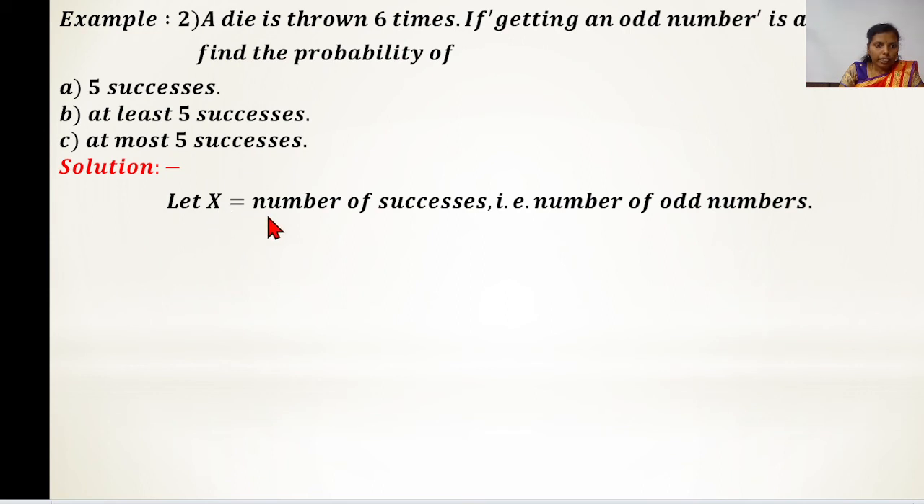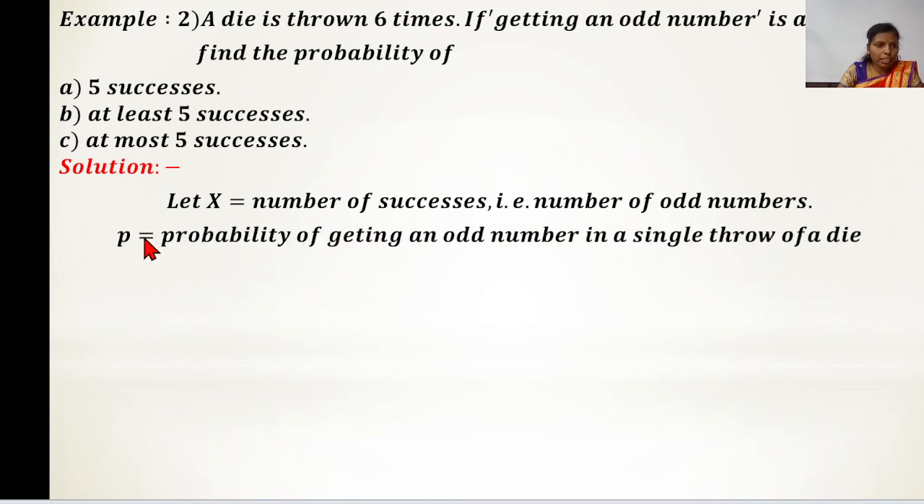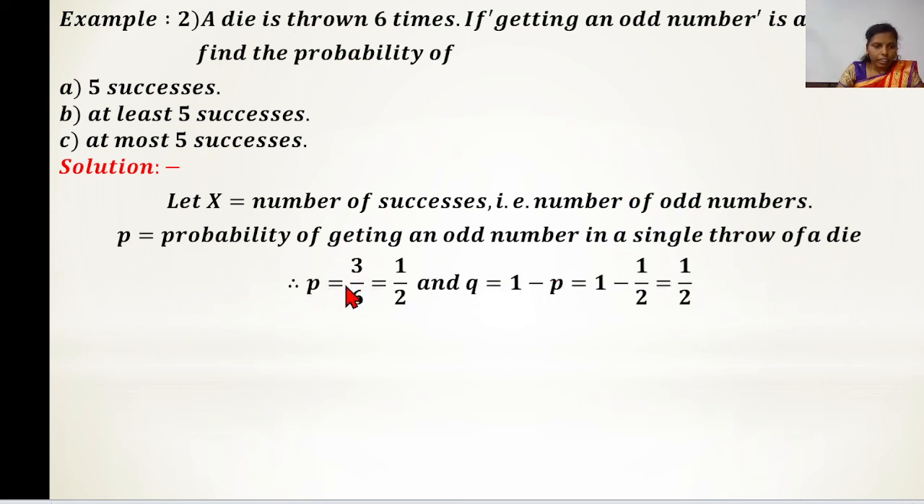Let X be the number of successes, that is, the number of odd numbers. Here a die is thrown 6 times, and we have to find getting an odd number. Let p be the probability of getting an odd number in a single throw of a die. Therefore, p is equal to 3 by 6, which is equal to 1 by 2.